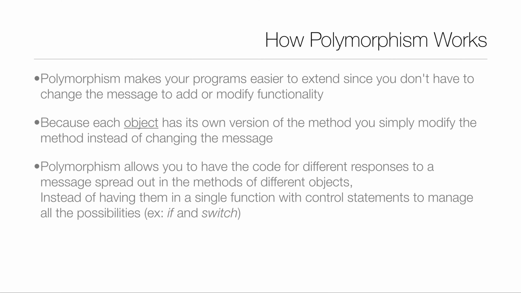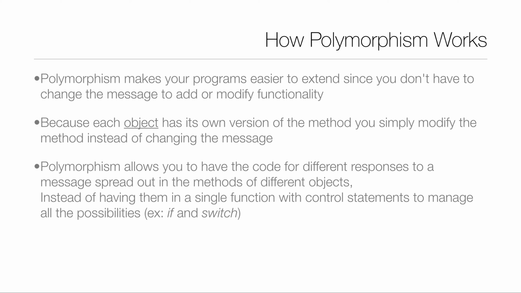So polymorphism makes your programs easier to extend since you don't have to change the message to add or modify functionality. Because each object has its own version of the method, you can simply modify the method instead of changing the message. So polymorphism allows you to have the code for different responses to a message spread out in the methods of different objects, instead of having them in a single function with control statements to manage all the different possibilities. So instead of having an if and switch, like if this is a cash object, do this. If this is a credit object, do this.